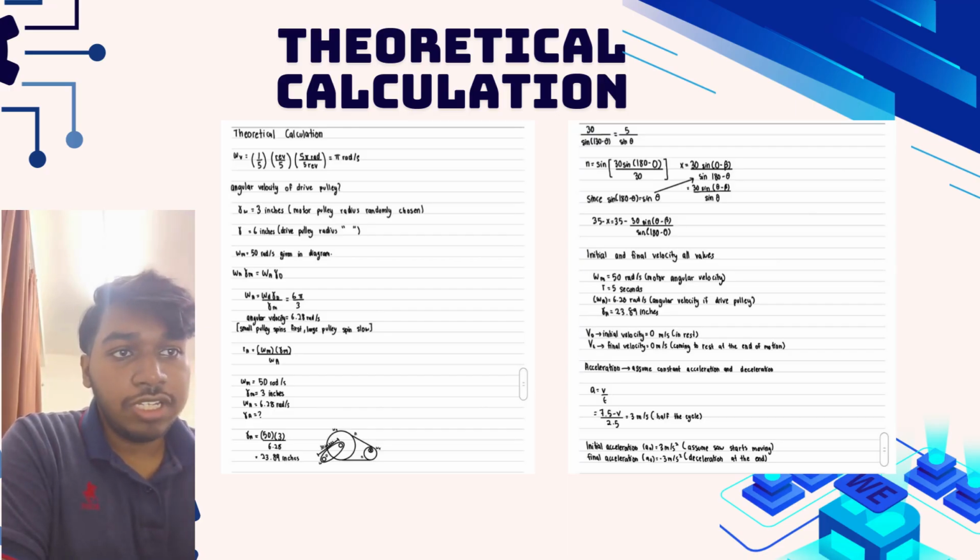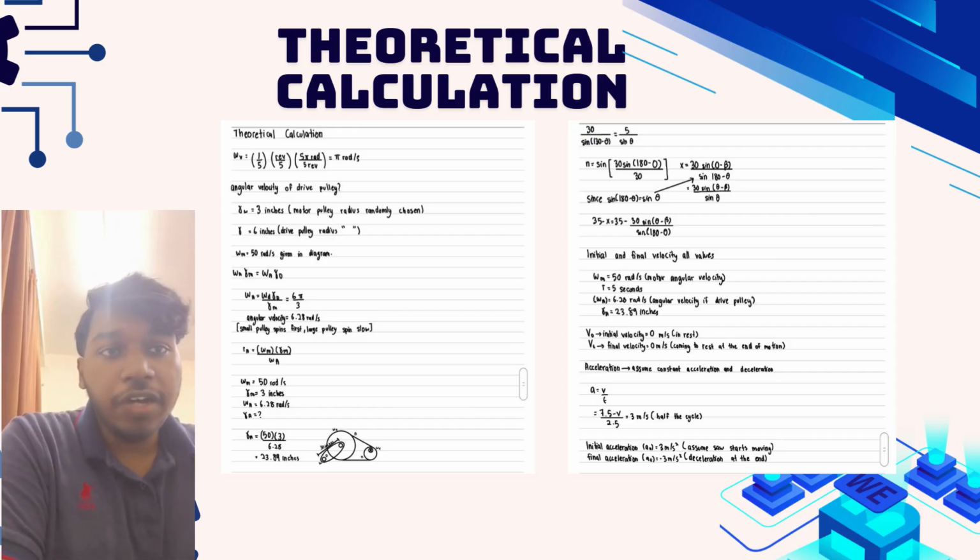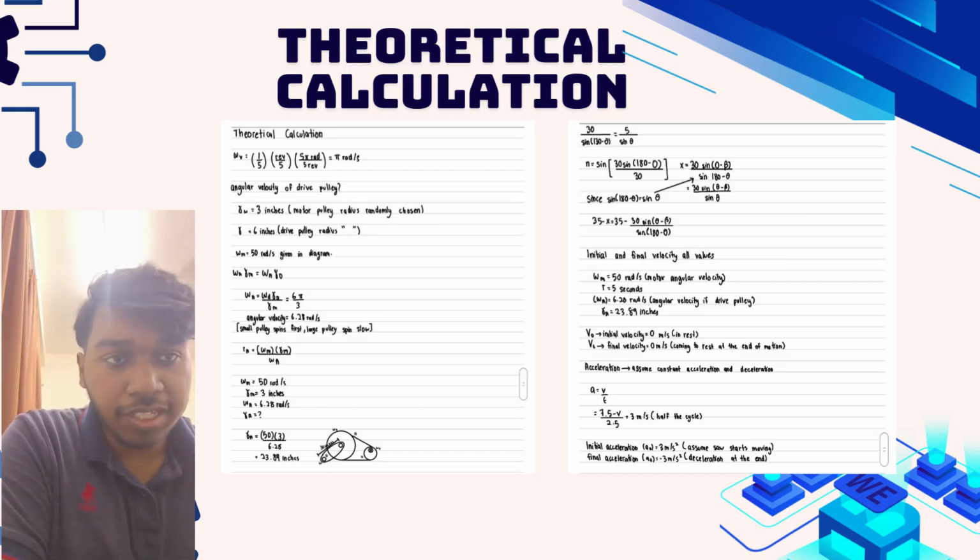Now we have to calculate the initial and final velocity. Okay, the initial and final velocity conditions. At the start of motion, the saw blade is at rest. At the end of each rotation, it comes back to rest, reversing in direction. So with this we can know that the initial and final velocity is 0 meter per second.